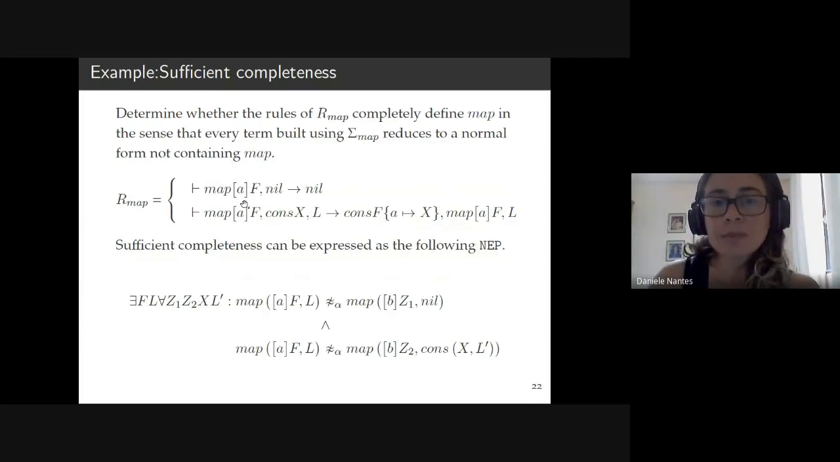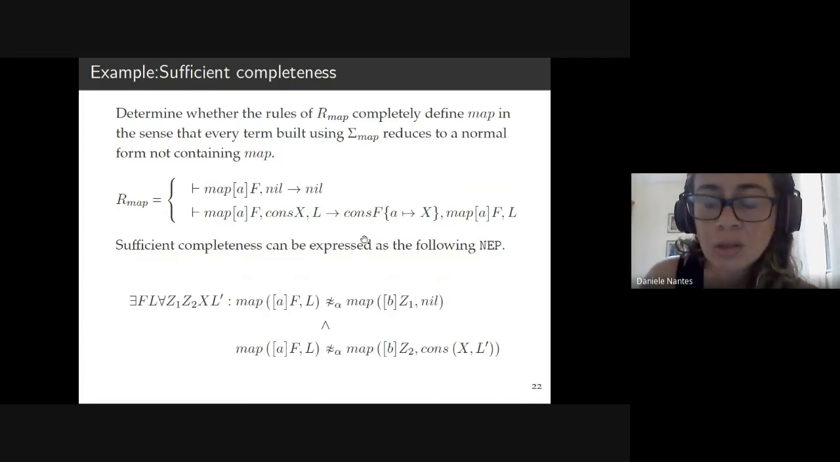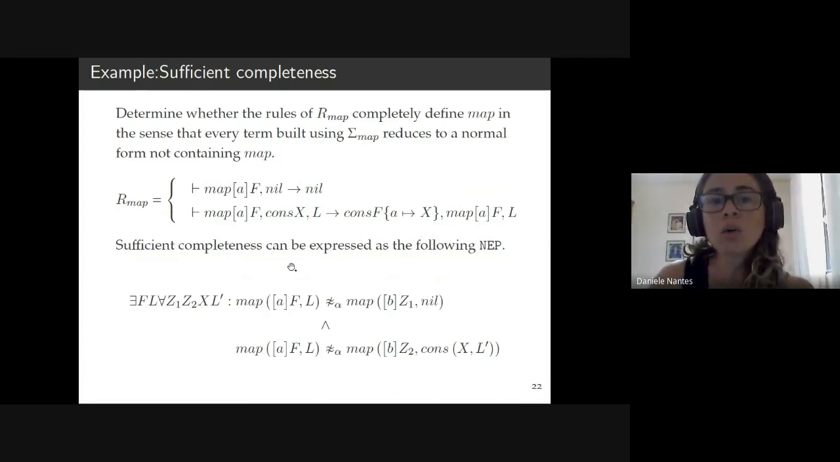So for instance, map A F nil goes to nil. Map abstraction of A in F cons, this is for lists, cons of X L goes to the cons of F, where you replace A for X, and the map of A, F, L. It's missing some brackets here. I don't know what happened. So basically I want to know if this is sufficient to define the theory of map.